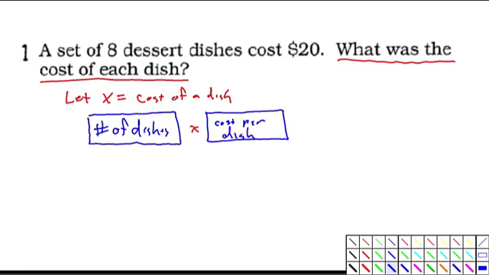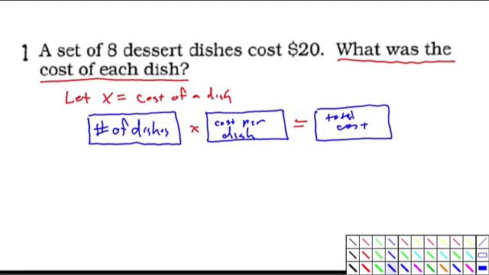So if I took the number of dishes and I multiply by the cost per dish, then that has to equal what? That has to equal my total cost. So this is kind of a visual way of writing an equation. So this should be my total cost.